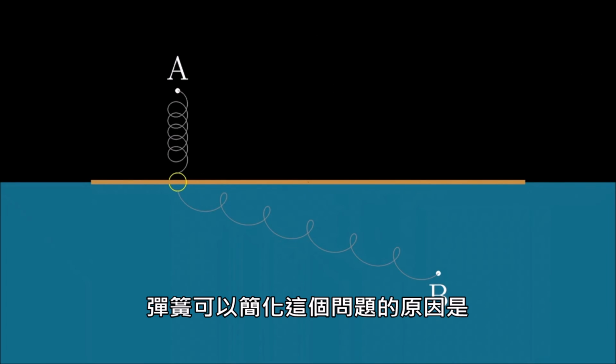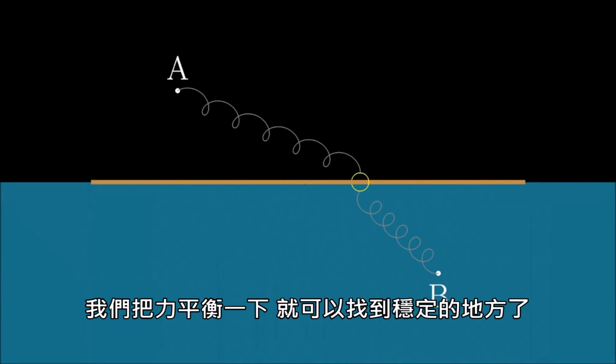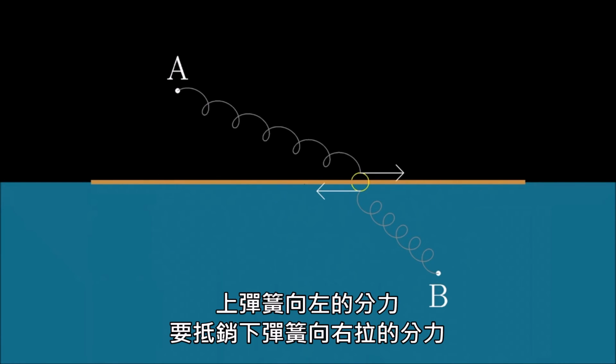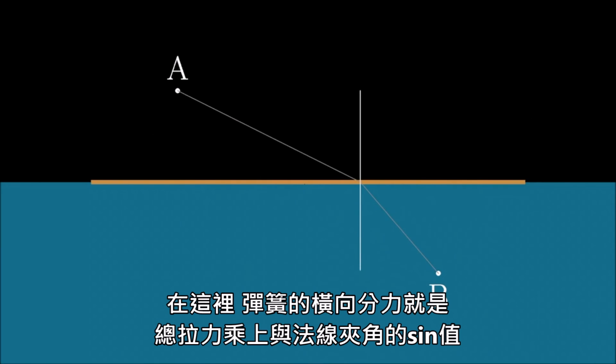The reason springs make the problem simpler, though, is that we can find the stable state just by balancing forces. The leftward component of the force in the top spring has to cancel out with the rightward component in the force of the bottom spring. In this case, the horizontal component in each spring is just the total force times the sine of the angle that spring makes with the vertical.